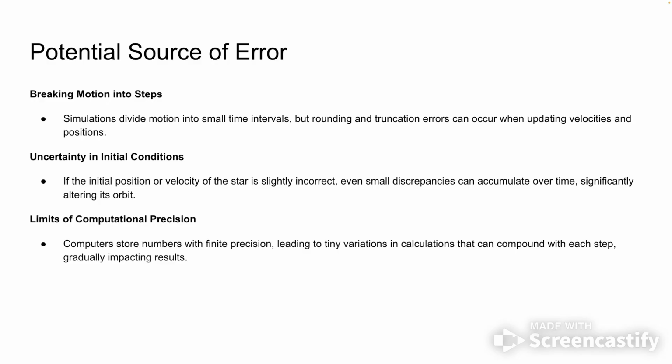So for some potential sources of error, the three main things I want to note are breaking the motion into steps, uncertainty in initial conditions, and the limits of computational precision, as you can see here.